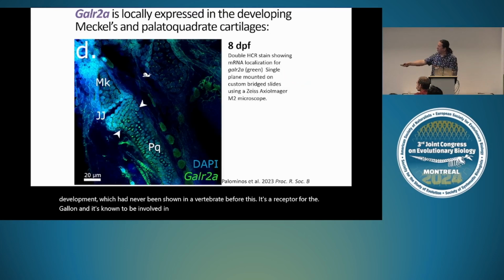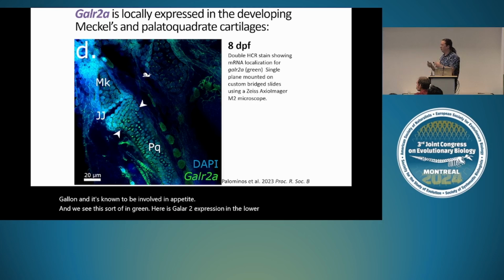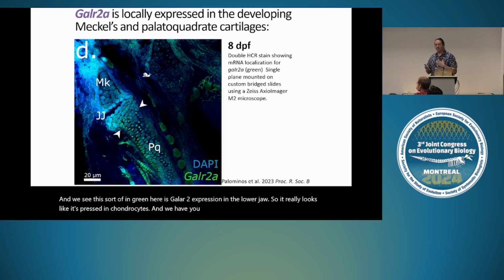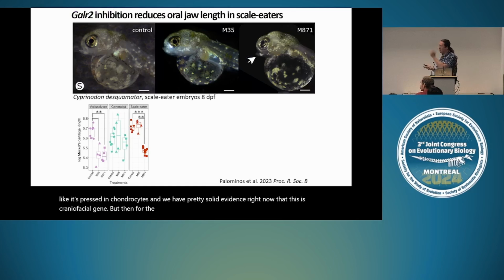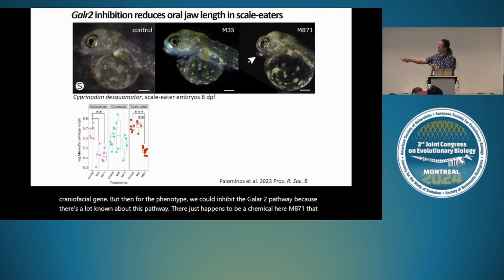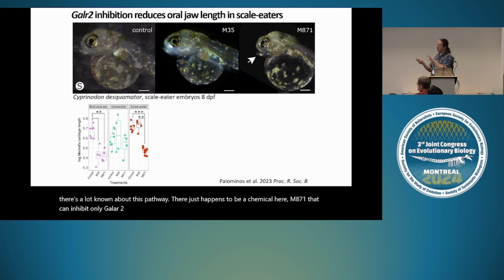And we see this in green here, GALR2 expression in the lower jaw. So it really looks like it's expressed in chondrocytes. And we have pretty solid evidence now that this is a craniofacial gene. But then for the phenotype, we could inhibit the GALR2 pathway because there's a lot known about this pathway. There just happens to be a chemical here, M871, that can inhibit only GALR2. And only in the scale eater background, we found that if we inhibit this pathway, we get much smaller jaws, right, relative to the uninhibited here.